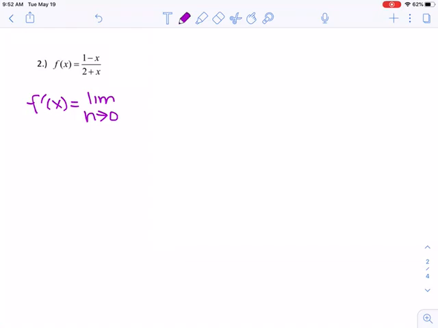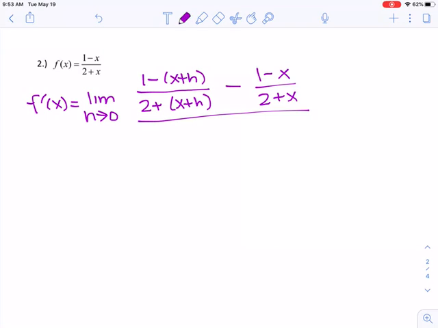So if I want to find f of x plus h, that means I'm going to take my function and replace the x's with x plus h. So I'm going to have 1 minus x plus h all over 2 plus x plus h. So there's my f of x plus h minus f of x, so 1 minus x all over 2 plus x. And then we want to divide the subtraction of these two functions by h.